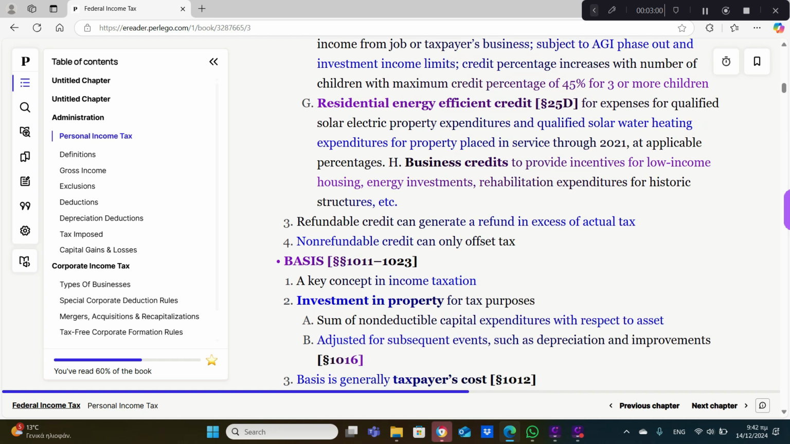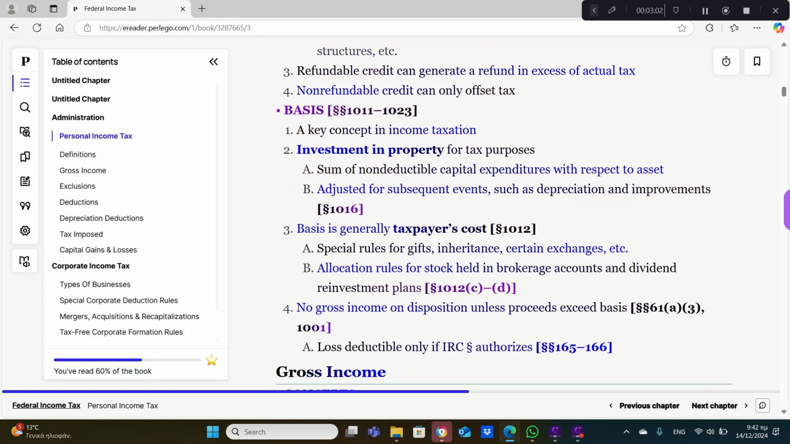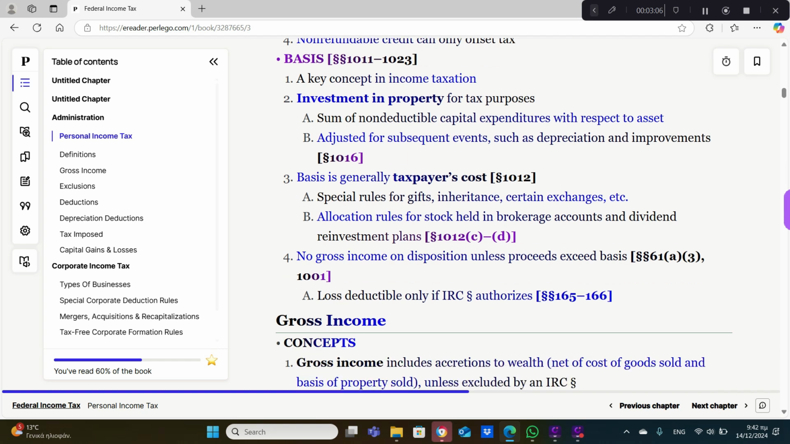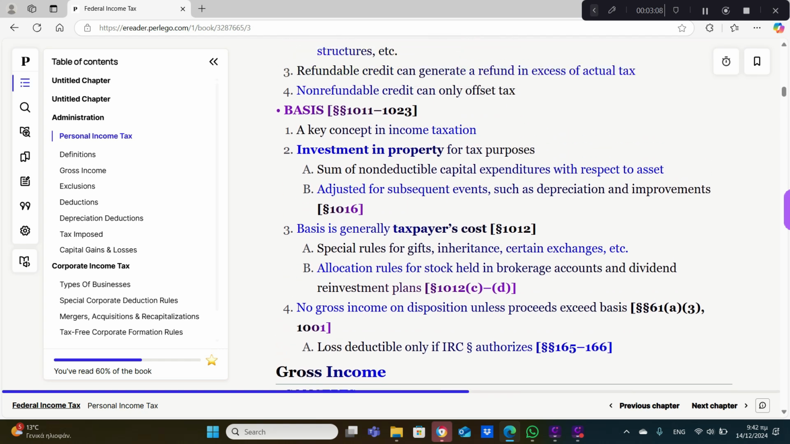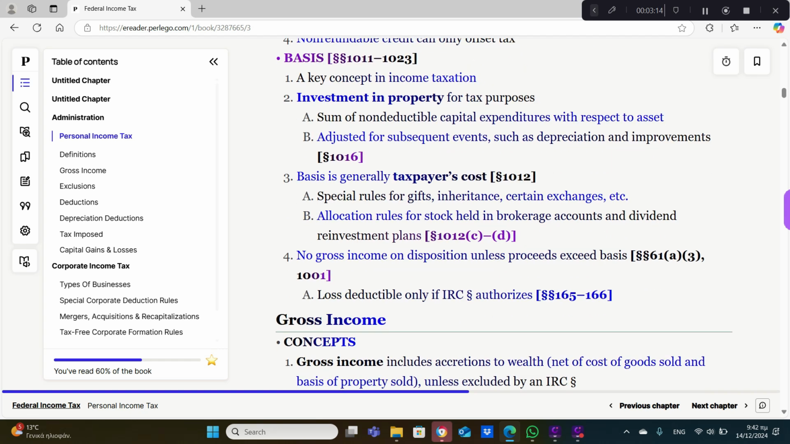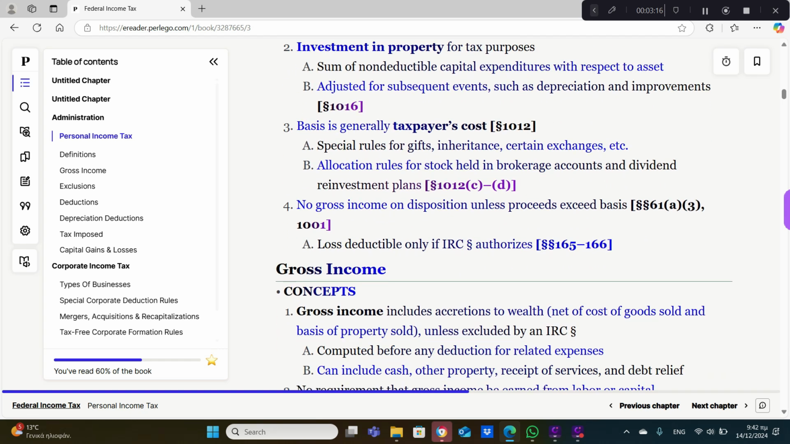6. Deductions. Taxpayers can reduce their taxable income by claiming deductions. These are divided into two categories. Standard deduction, a fixed dollar amount based on filing status. Itemized deductions, expenses such as mortgage interest, medical expenses, state and local taxes, and charitable contributions.